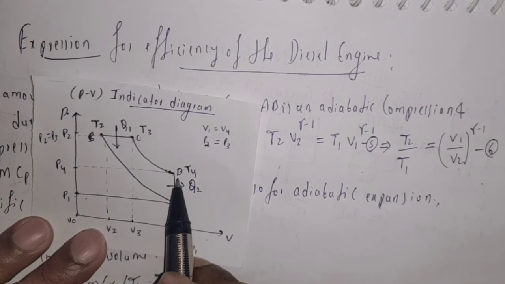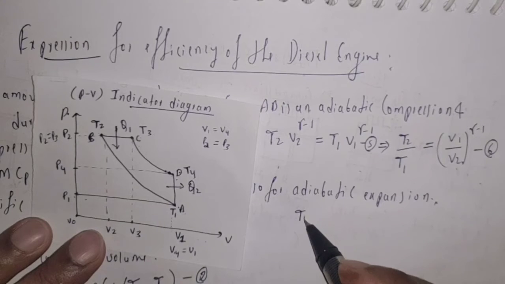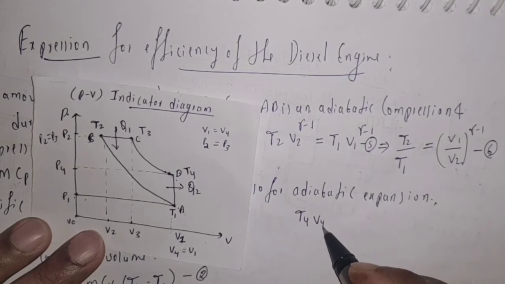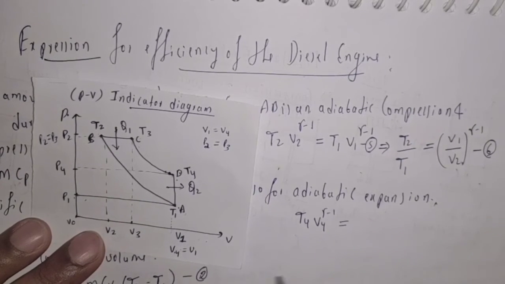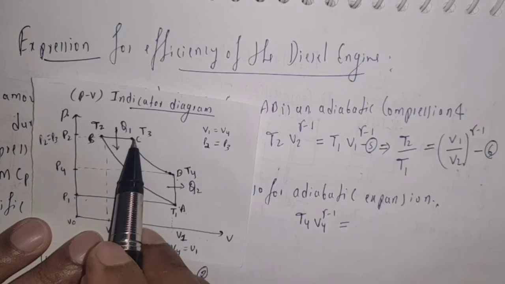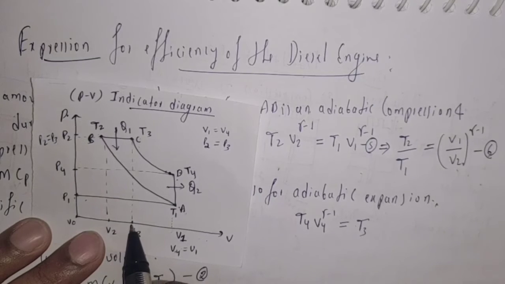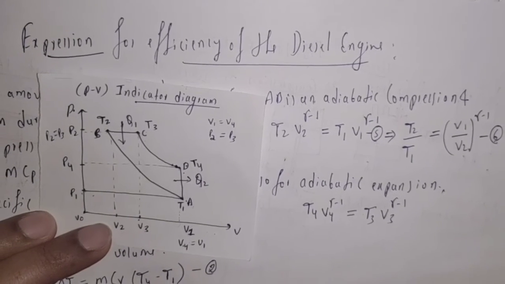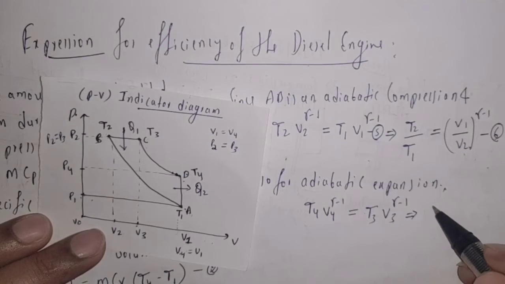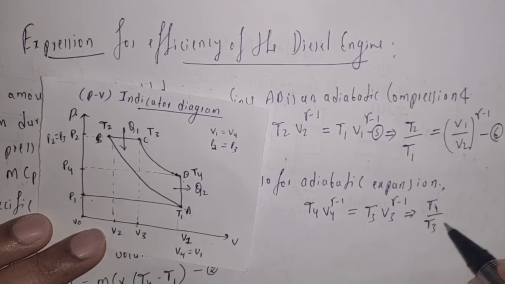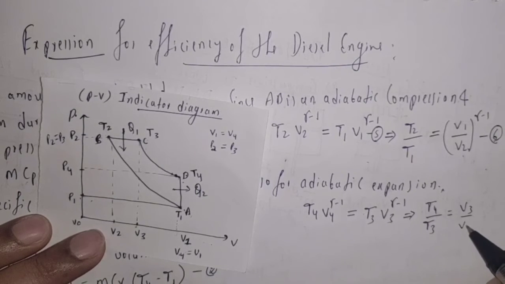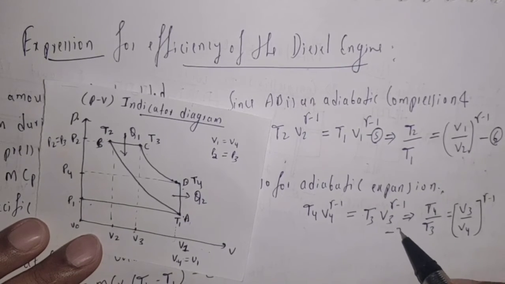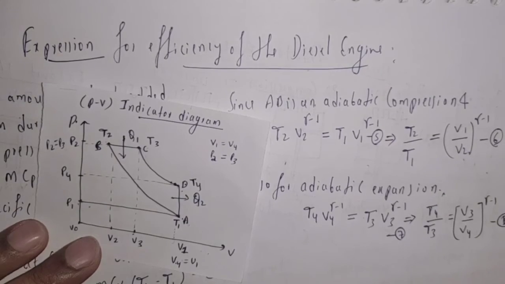the temperature difference can be written as T4 V4 power gamma minus 1 is equal to T3 into V3 power gamma minus 1, or we can write these equations as T4 by T3 is equal to V3 by V4 whole power gamma minus 1, and let us denote this equation by 7 and this equation by 8.